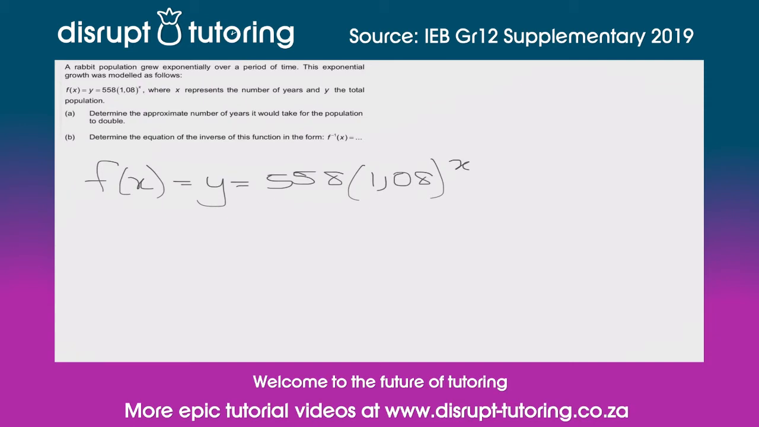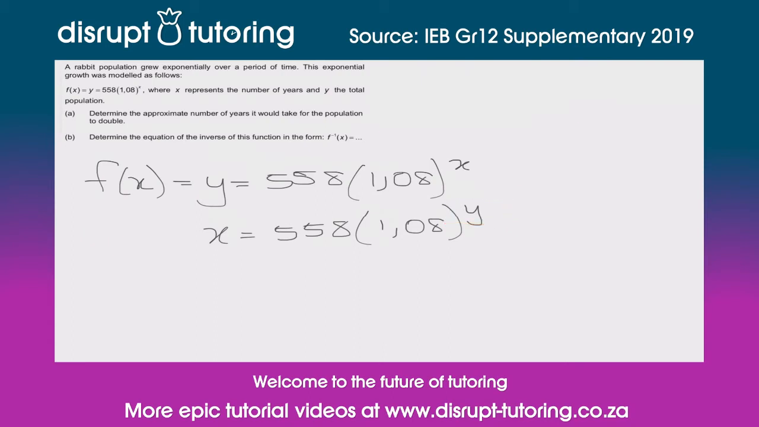Now the first step whenever you find the inverse is to swap around your x and y. That's the first thing. So we're going to have x = 558(1,08)^y. Now we need to solve for y. That's the most important part. So we need to solve for y.